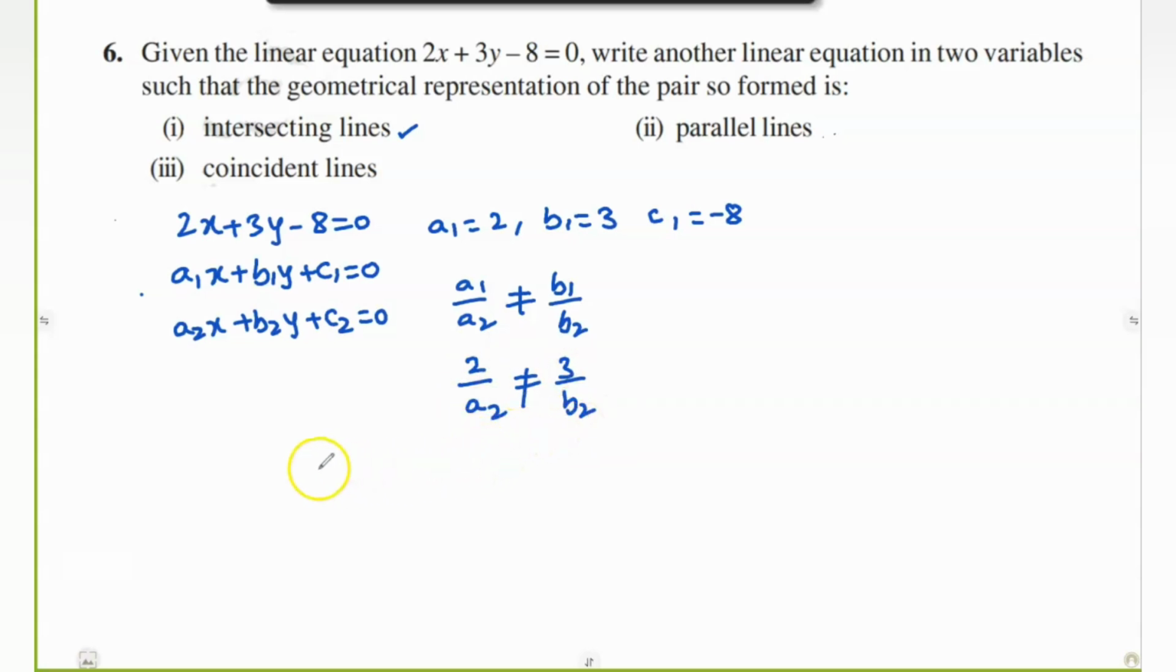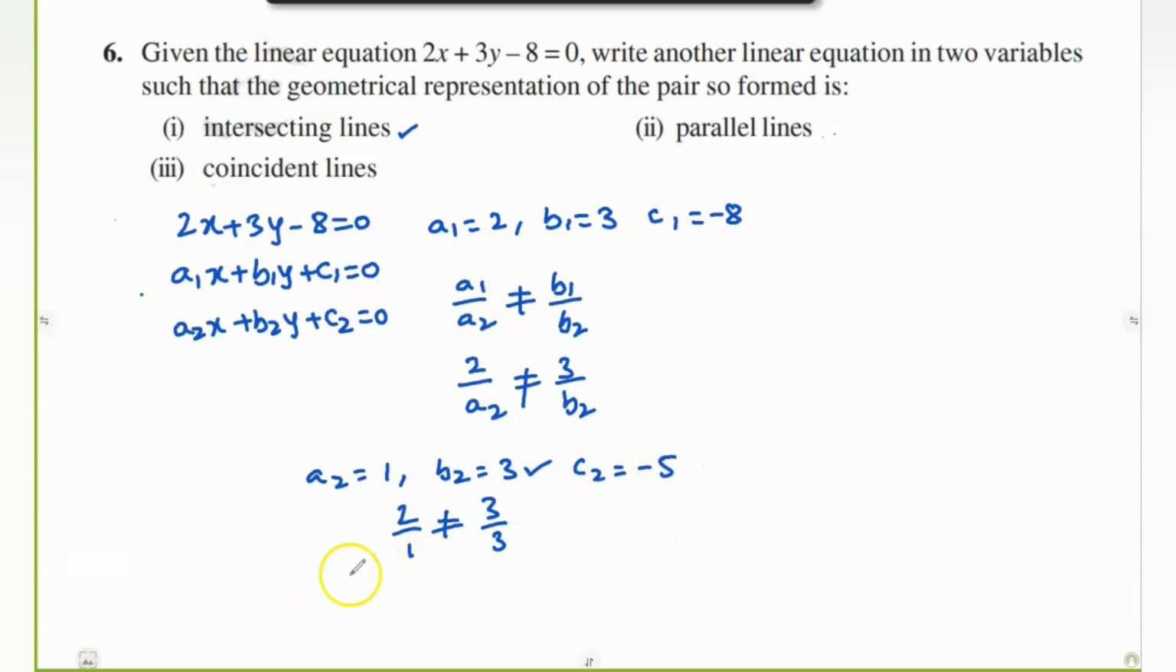not be equal. So let me choose a2 as, for example, 1. So that 2 by 1 becomes, which is not equal to, I'll choose b2 as 3. So what it becomes? 2 by 1 is definitely not equal to 3 by 3, right? 2 by 1 is 2, 3 by 3 is 1. So they are not equal. So you can choose a2 as 1 and b2 as 3, and c2 you can choose any number. For example, let us take minus 5.